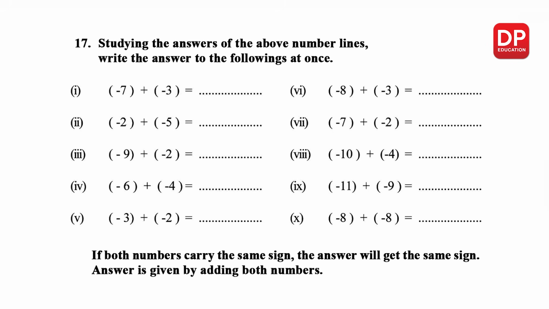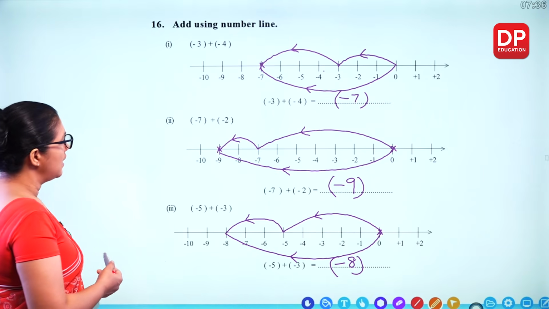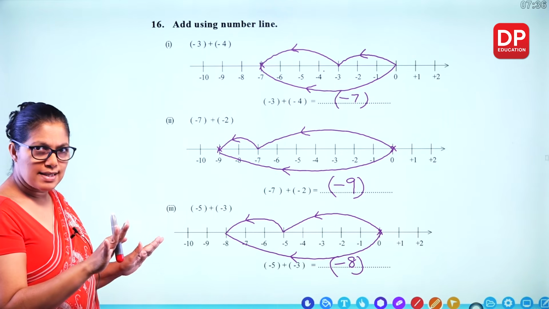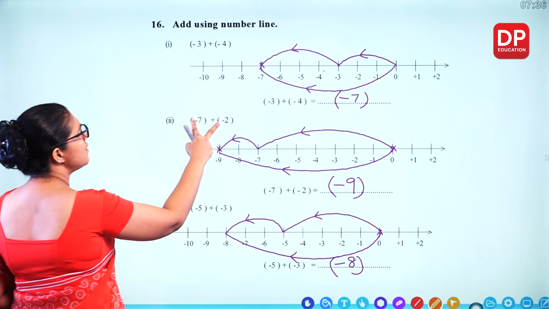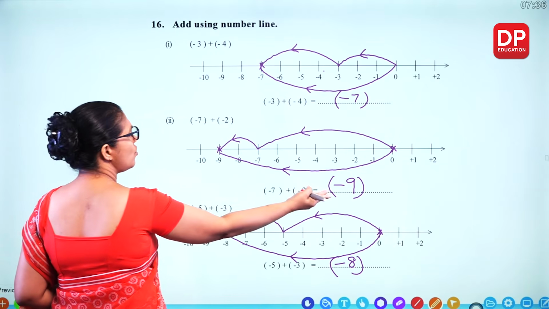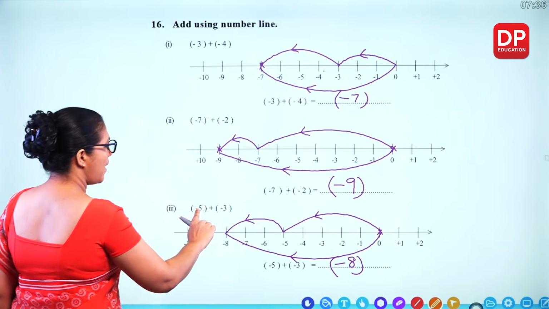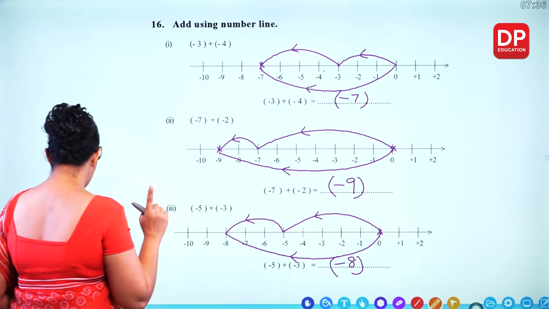Studying the answers of the above number line. Write the answer to the following at once. So what's the theory? When you get both negative, what do you do? Just add the two numbers. Minus 7 minus 2, minus 9. Minus 3 minus 4, minus 7. Minus 5 minus 3, that's minus 8.